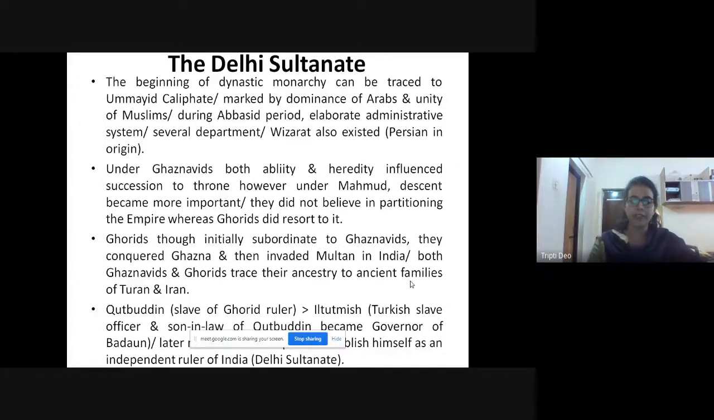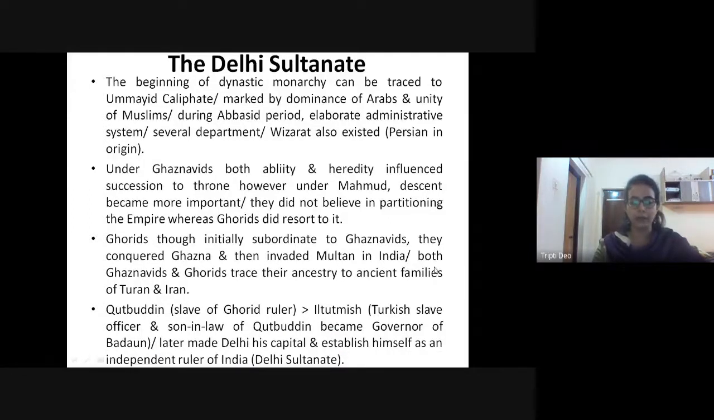So the Ghaznavids came in first and then the Ghurids. Please remember that chronology also. The Ghurids, though initially subordinate to the Ghaznavids, conquered Ghazna and invaded Multan in India. Both Ghaznavid and Ghurid trace their ancestry to ancient families of Turan and Iran. So you see that we cannot ignore the lineage and the influence that the sultans of Delhi have from the regions beyond the Indian subcontinent. And please remember this particular aspect very, very carefully.